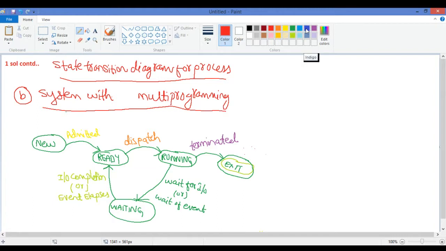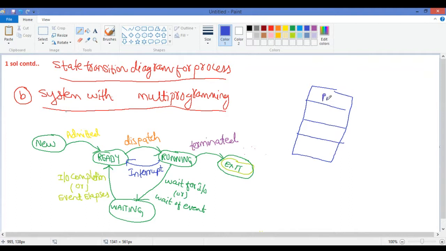Okay, what is the extra transition? The extra transition I am showing you in blue color. The extra transition is from running to ready. You have a transition. This is called interrupt. I think in theory it will be discussed what is interrupt. So summarily, in multi-programming, in main memory you have multiple programs. Program P1, program P2, program P3, many processes are running in memory.